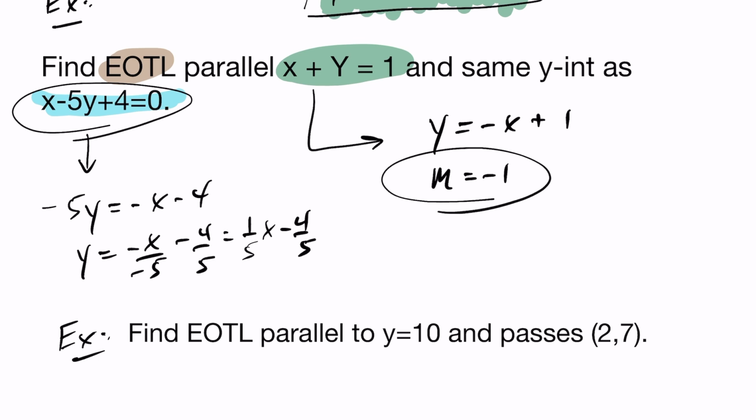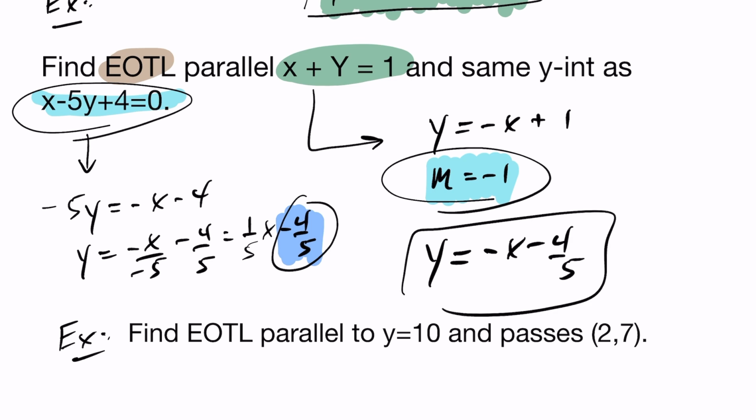So my equation has the same slope as this equation and has the same y-intercept as this equation. So I'm kind of grabbing characteristics from two different lines and putting it together. So my answer here is going to be y equals negative x minus 4/5. And this is my equation that I want to create.